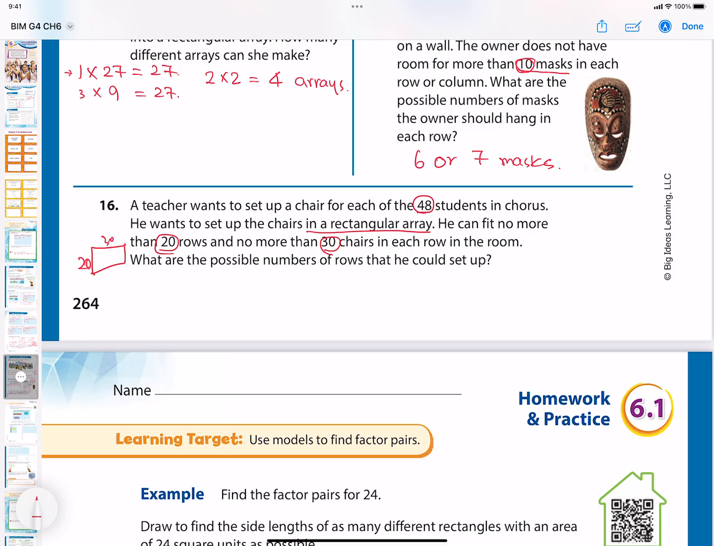Okay, now he can fit no more than 20 rows. Oh yeah, I read it. I'm sorry. Okay, last question: What are the possible numbers of rows that he could set up? Now let's find out the factors of 48, and then it shouldn't be greater than 20 or 30. So let's go ahead. 1 times 48 is 48. What about 2 times? Yes, 48 can be divided by 2, which is 24.